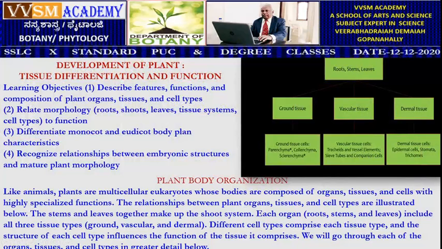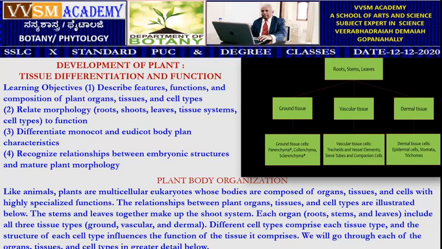Development and plant tissue differentiation and function. Learning objectives: describe the features, functions, and composition of plant organs, tissues, and cell types. Let us have a detailed study of plant morphology. Morphology is the study of roots, shoots, leaves, tissue systems, cell types, and other differences of monocots and dicots, along with eudicot body plan characteristics. Recognize relationships between the embryonic structures and mature plant morphology. So, my dear friends, this is the information regarding morphology in the development of plants.